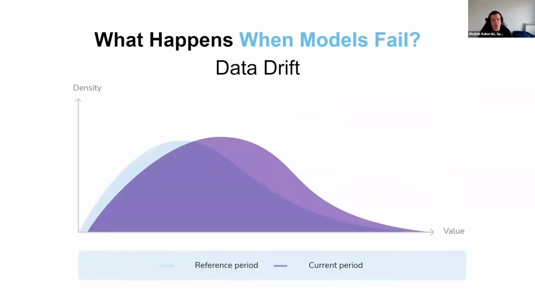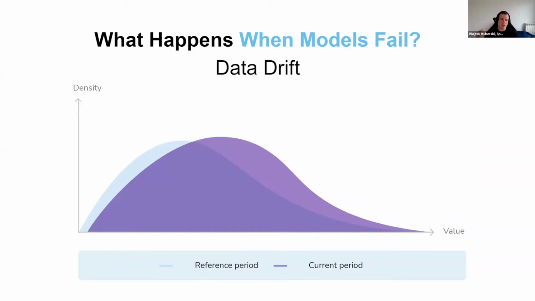So let's start with what happens when models fail. Let's start with data drift and define what data drift is. Data drift is simply the change in joint probability distribution of the model inputs. So let's assume that we have a reference period, which could be the training period or one of the first periods in production. It can be a week, a month, an hour, depending on the volume of your data. And we have a current period.